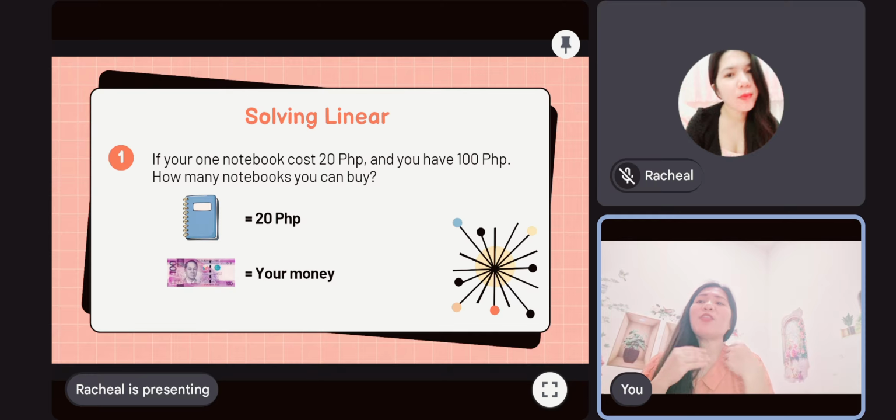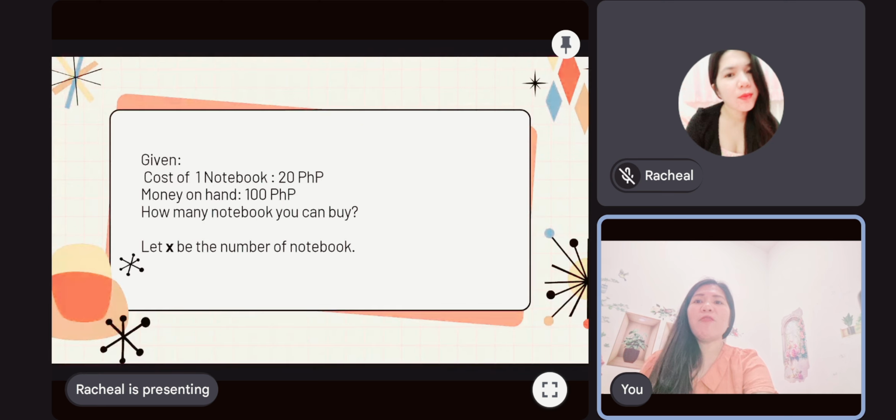But if someone is going to ask you, can you show me your equation? Can you show me your solution? Will you be able to show it? That will be a little bit hard, right? So I will show you how we are going to extract the equation from this. So the given is the cost of the notebook, that is 20, and the money on hand is 100. And the question is how many notebooks you can buy.